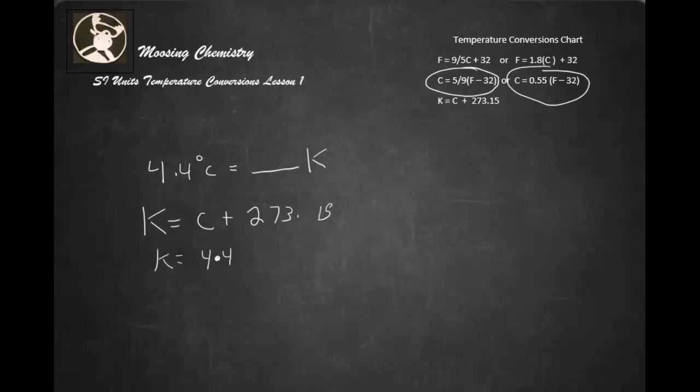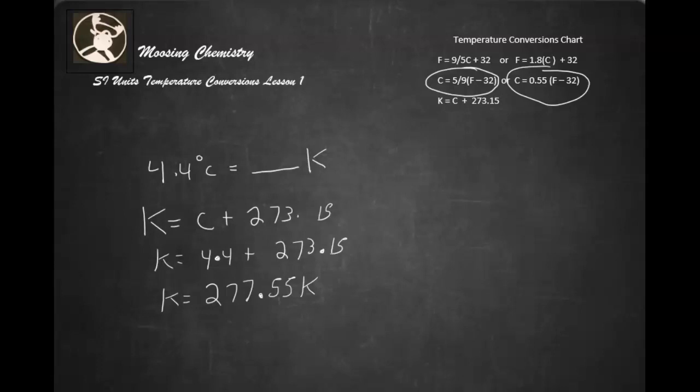4.4 plus 273.15. So K is equal to 277.55 K. Notice I did not use the word or term degrees. We don't use degrees with Kelvin, just simply Kelvin.